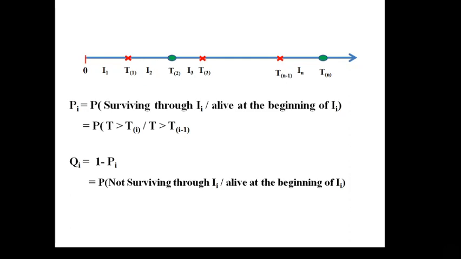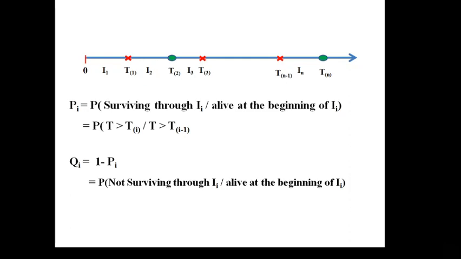Correspondingly, Qi will be the probability of not surviving through the ith interval, given that the individual or unit was alive at the beginning of the ith interval. So if a person has entered in the year 2021, what is the chance that it will not survive throughout that year? What is the chance that the individual will die during the year 2021? That probability will be denoted by Qi.